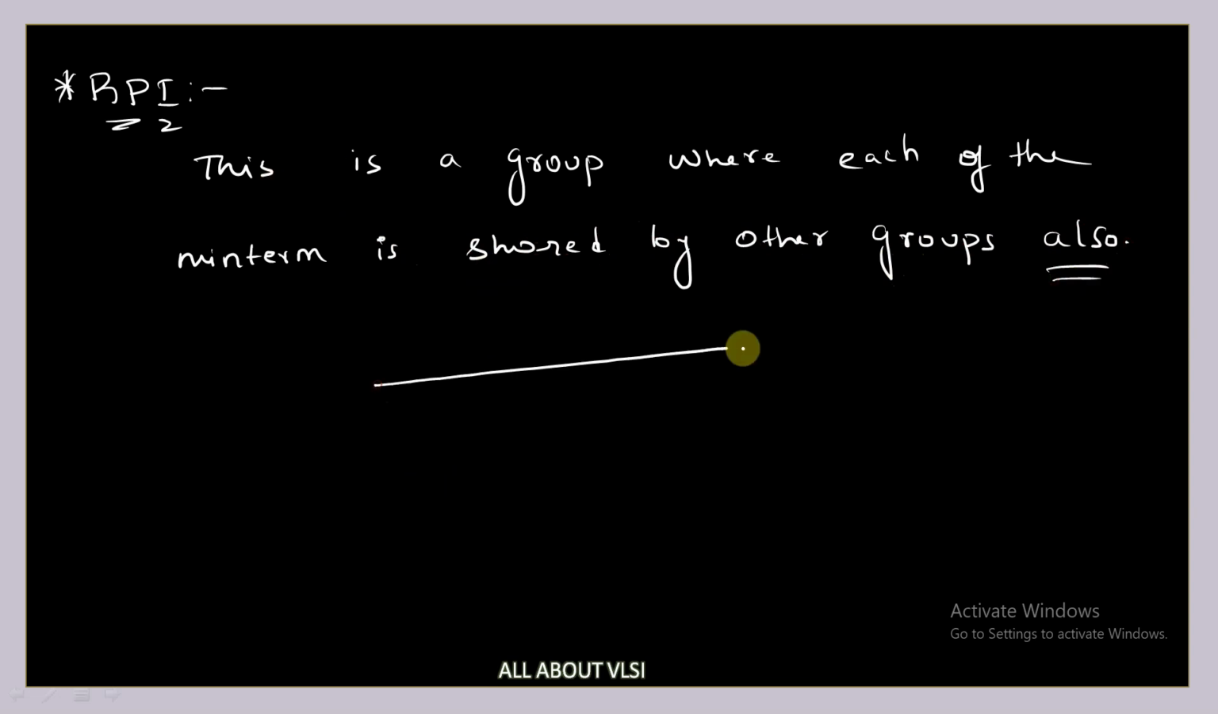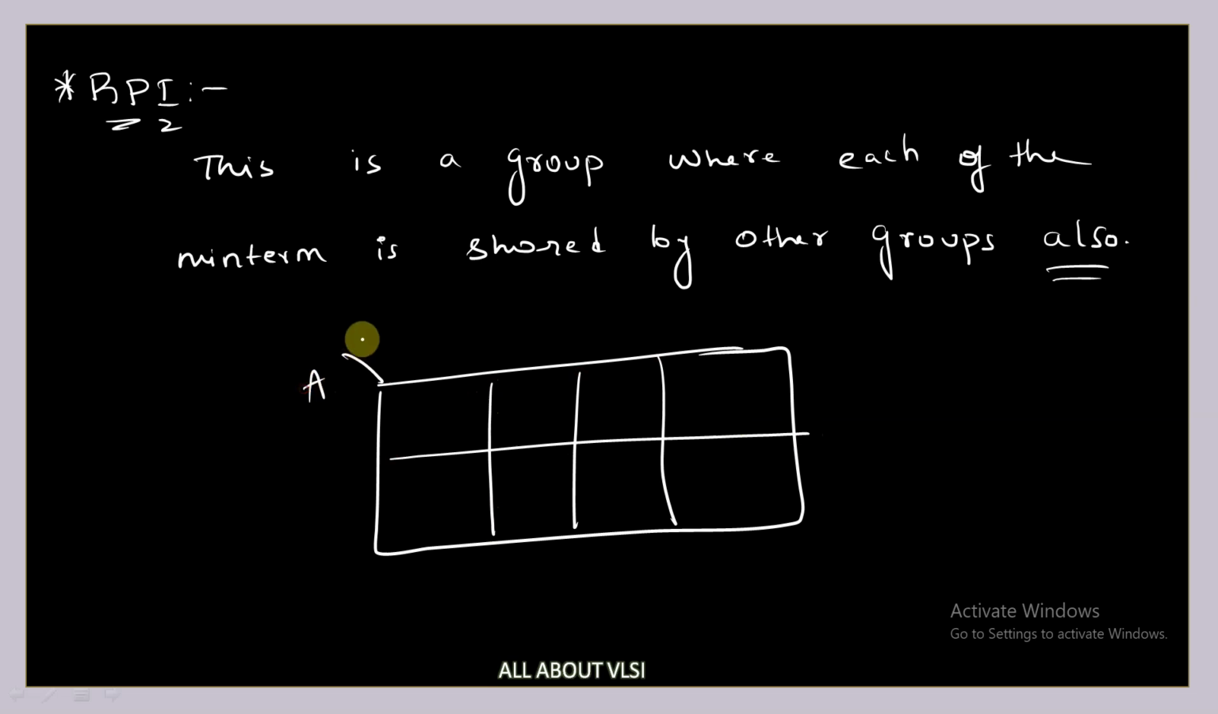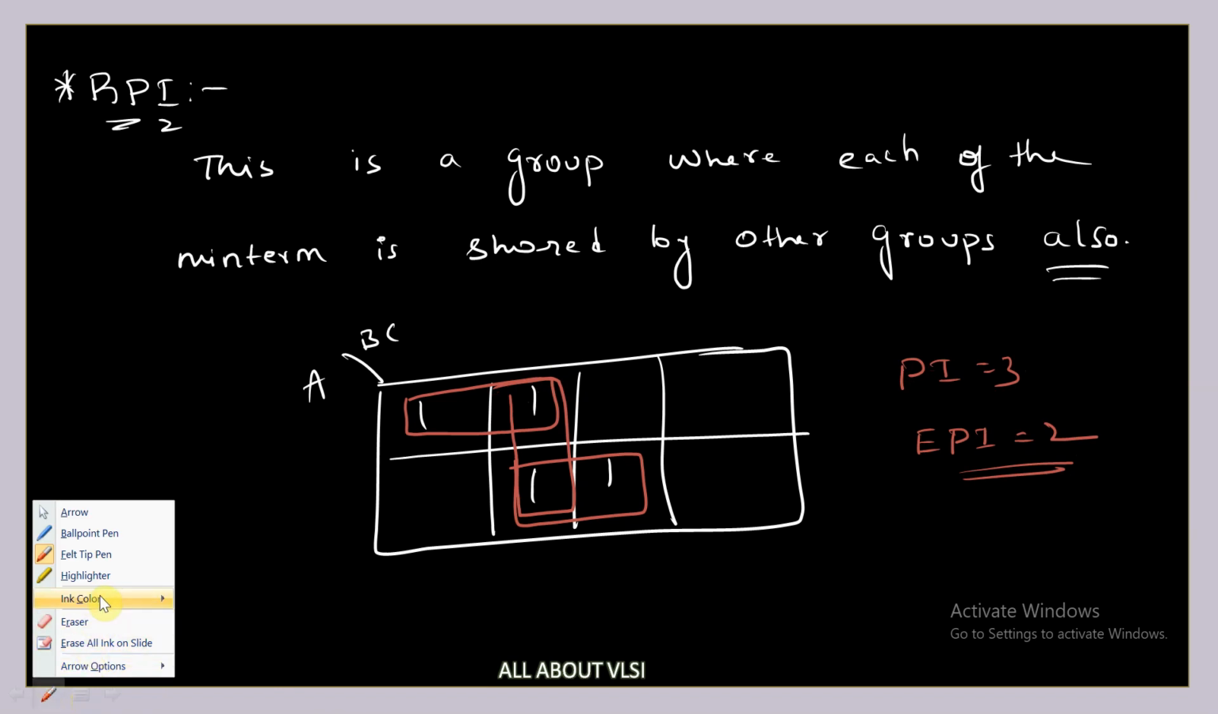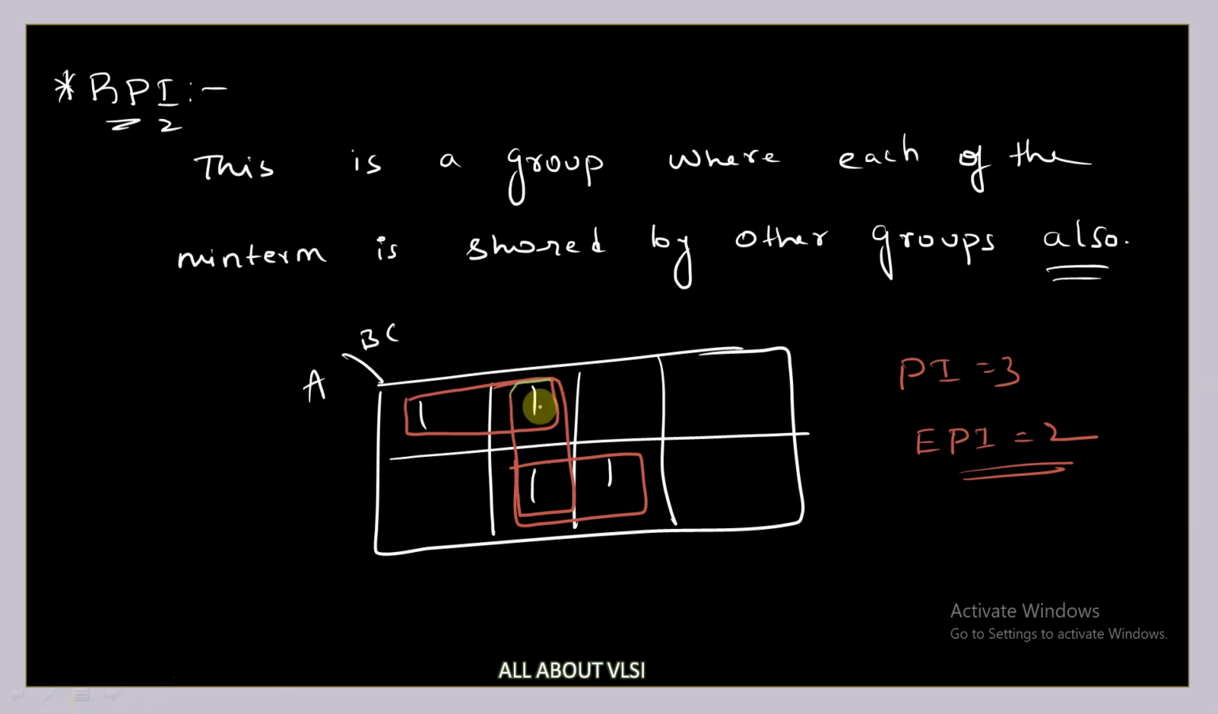For example, if we consider the same three variable K map like this, A, B, C, with 1, 1, 1, 1. If we find out the prime implicants, this is one prime implicant, this is one more, and this is one more prime implicant. So total prime implicants are 3, and essential prime implicants we have seen previously is 2. Coming to RPI, according to the definition, each minterm in the group is shared by other groups. Let's say this is the first group, this is the second group, and this is the third group. In the third group, the first minterm is shared by some other group and the second minterm is also shared by some other group. So that's why this group is known as RPI.